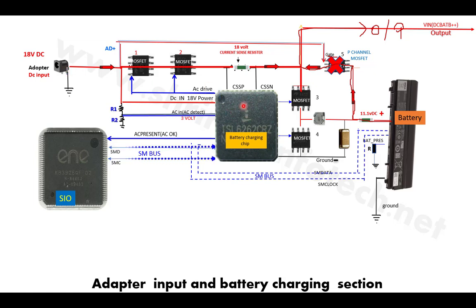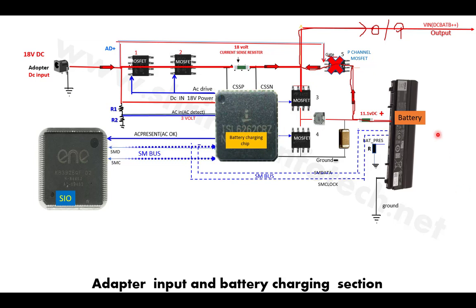Okay. Now the second problem is if the laptop is working on the adapter but not working on the battery, then the possibility could be the battery may be faulty, or if the battery is okay, then this MOSFET number 5, the P-channel MOSFET, may be faulty. Problem number 3, if the laptop is working on adapter as well as the battery, but the battery is not charging, then the possibility could be these two MOSFETs or this battery charging chip.